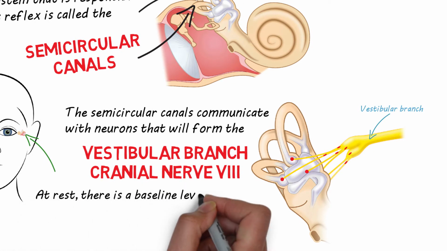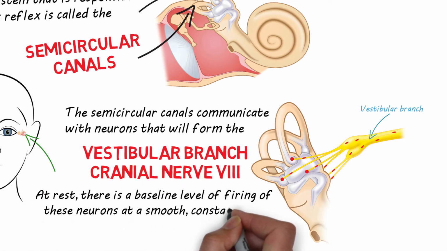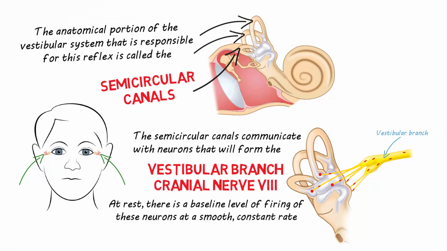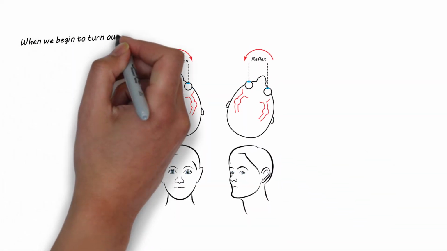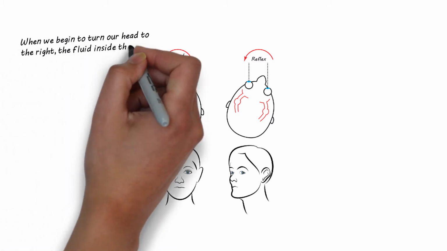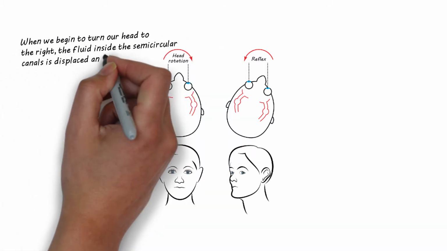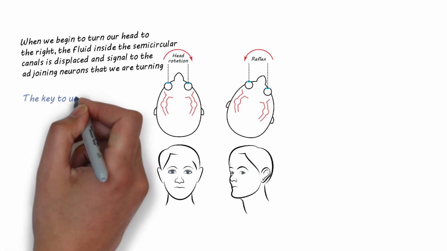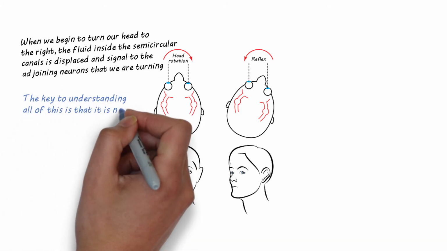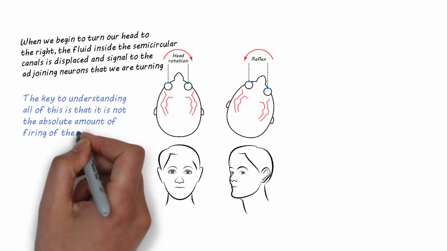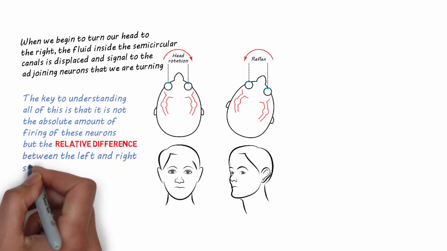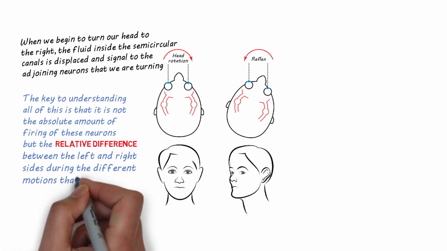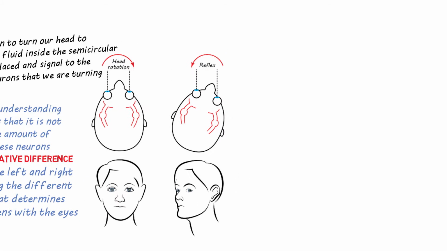At rest, there is a baseline level of firing of these neurons at a smooth, constant rate. When we begin to turn our head to the right, the fluid inside the semicircular canals is displaced and signals to the adjoining neurons that we are turning. The key to understanding all of this is that it is not the absolute amount of firing of these neurons, but the relative difference between the left and right sides during different motions that determines what happens with the eyes.